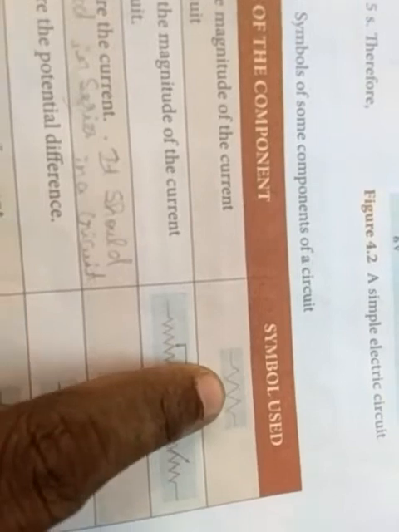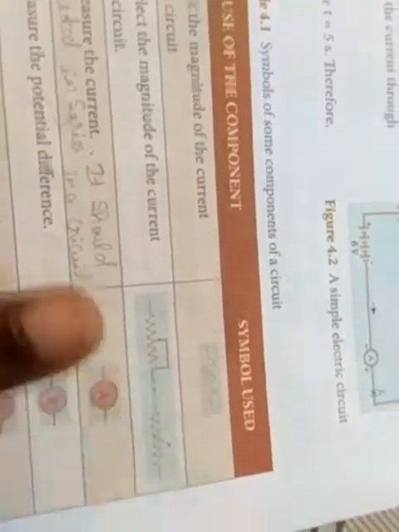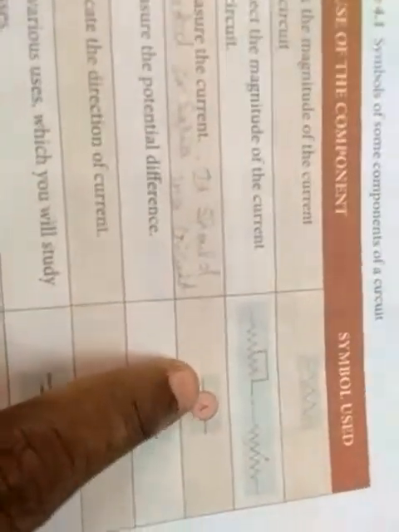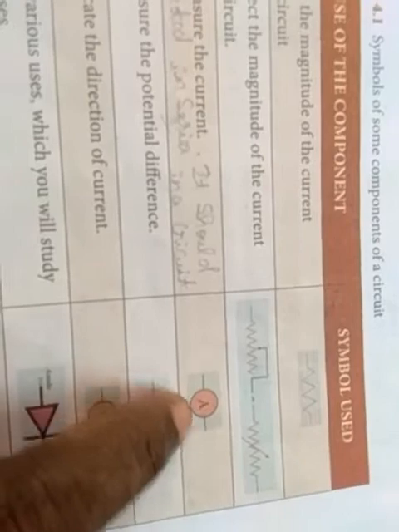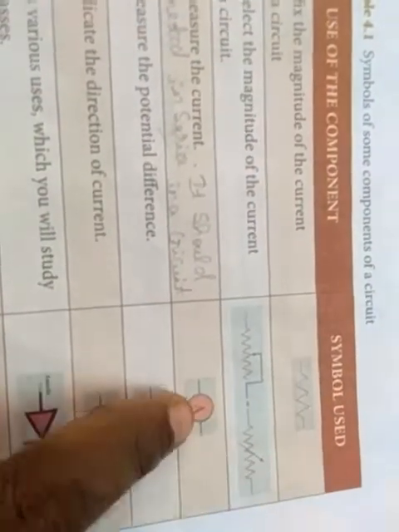So this is a resistor. This is a rheostat. Don't confuse them; both are different apparatus. Next, you see one circle with a capital A inside, which means the apparatus is an ampere meter.